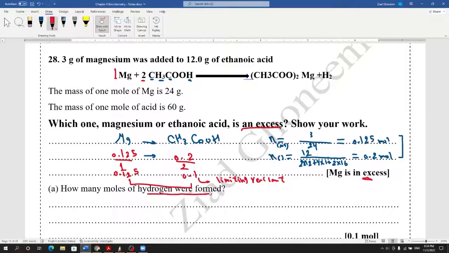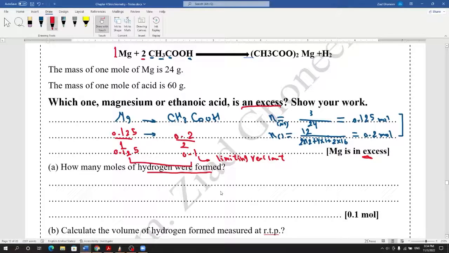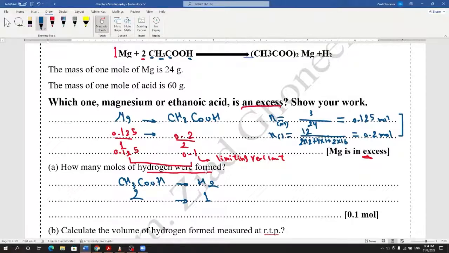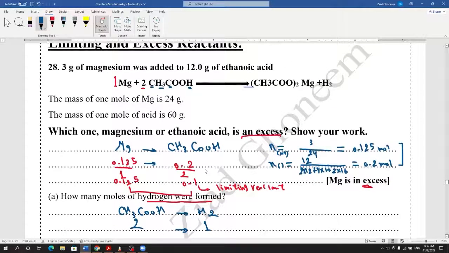How many moles of hydrogen were formed? Which reactant are we going to use to measure the amount of hydrogen? Of course we're going to use the limiting reactant, which is ethanoic acid. So we're going to make a relation between hydrogen and ethanoic acid. That's ethanoic acid, that's hydrogen. We have 2 moles from the equation that produce 1 mole of hydrogen.